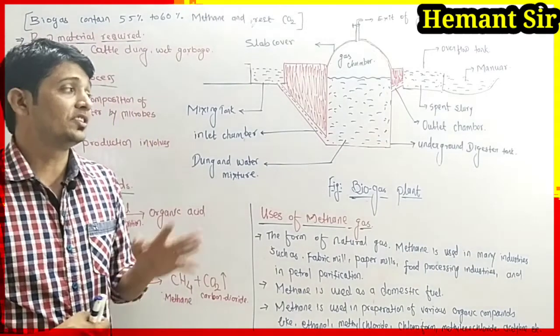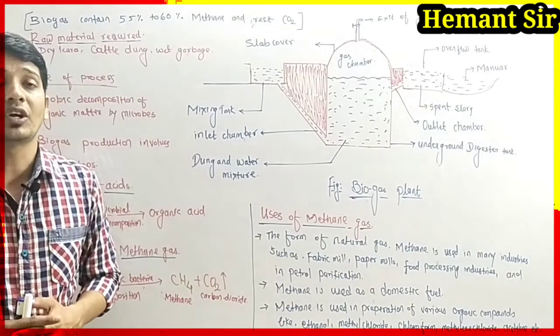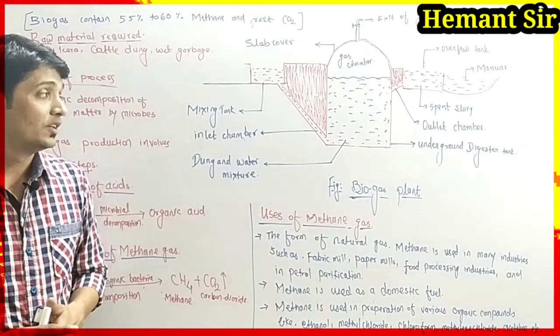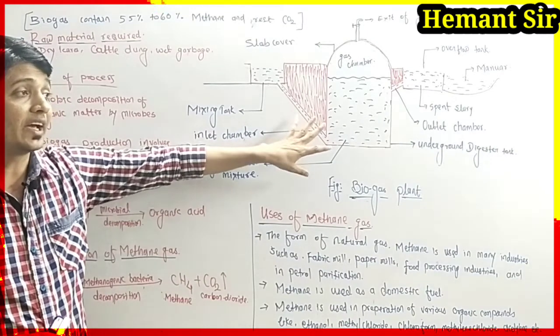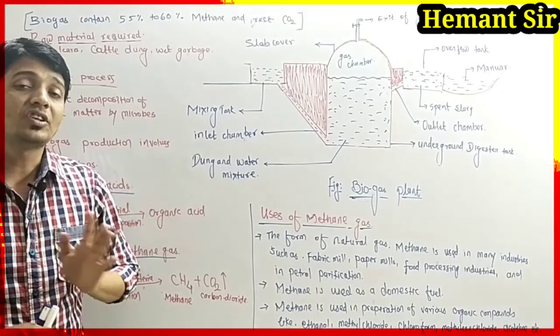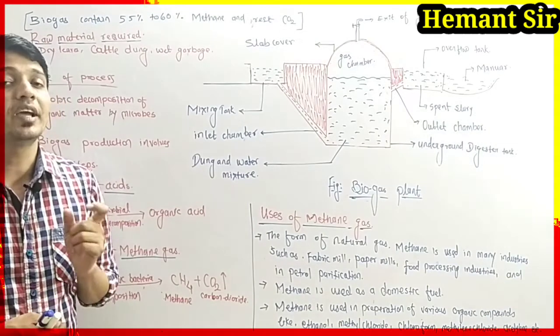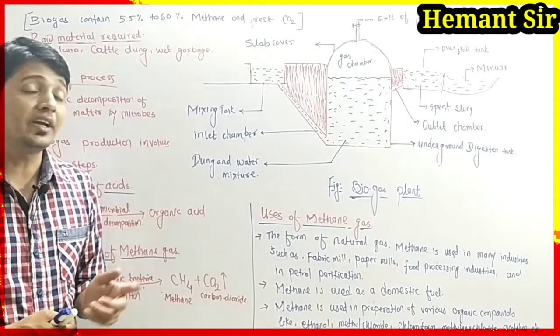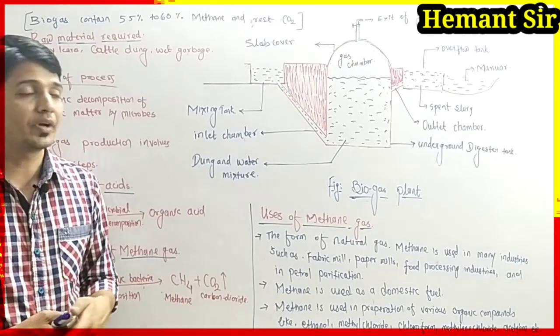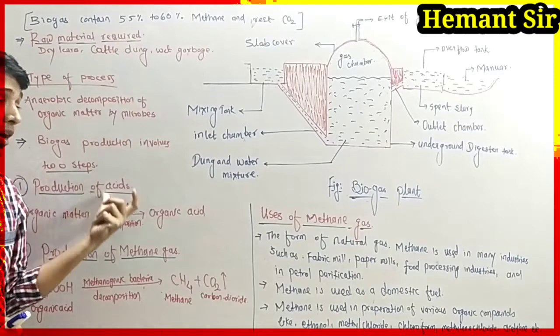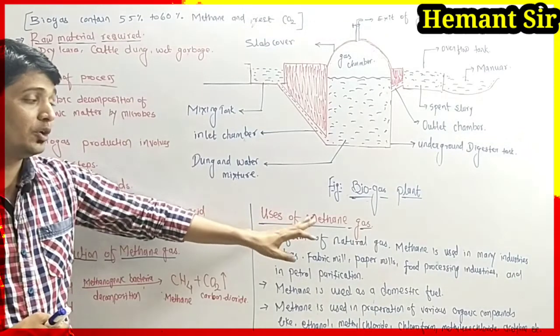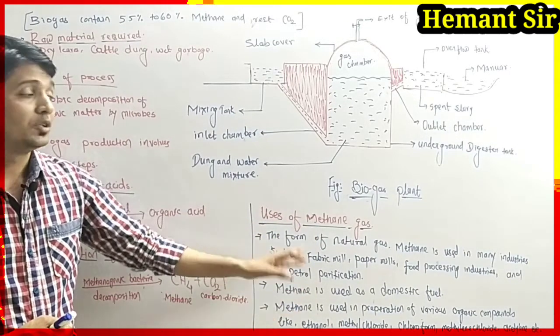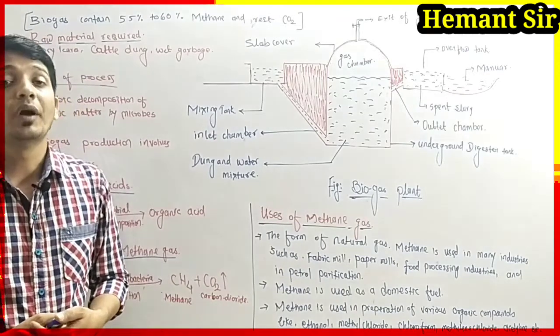So students, this is a very important part of our chapter. You have to draw the diagram. Draw it twice, thrice at home so that you get perfection while drawing the diagram. It is very important from the exam point of view. Then there is the working of the biogas plant and the uses of methane gas. Methane gas is nothing but biogas.